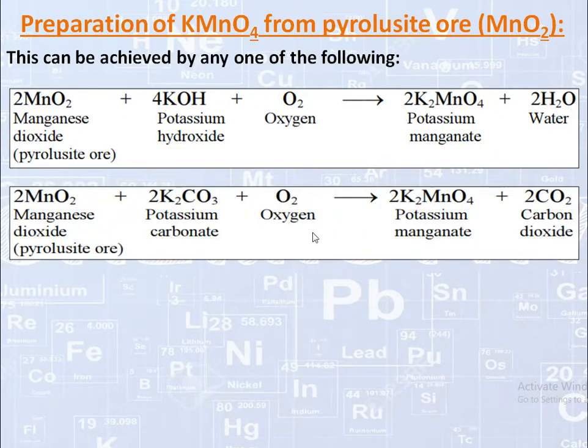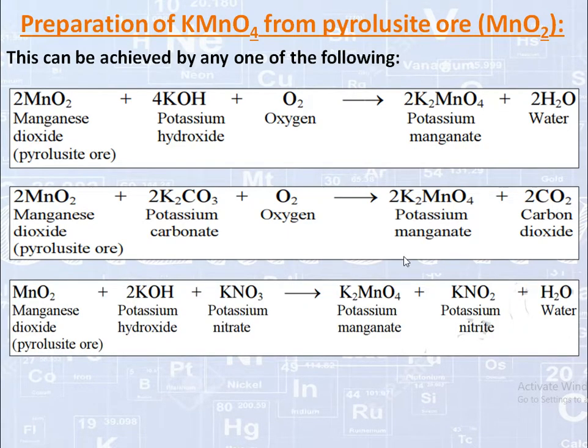Another reaction is manganese dioxide, that is pyrolusite ore, when treated with potassium carbonate in presence of air, we get potassium manganate and carbon dioxide as a byproduct. So 2MnO2 plus 2K2CO3 in presence of O2 gives 2K2MnO4 plus 2CO2.